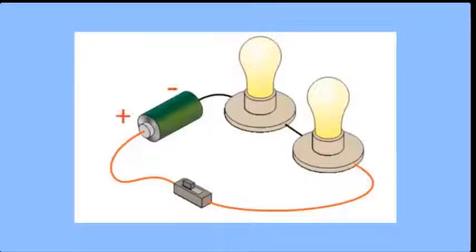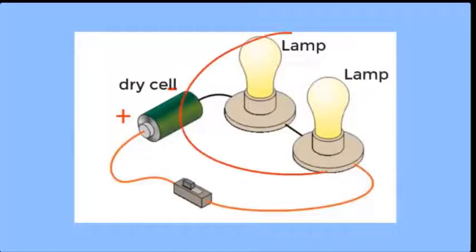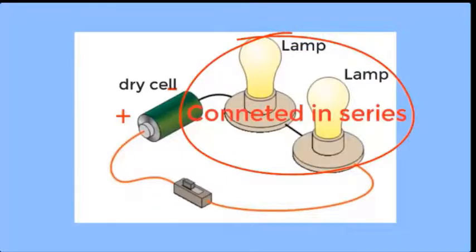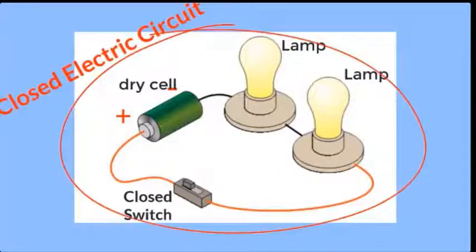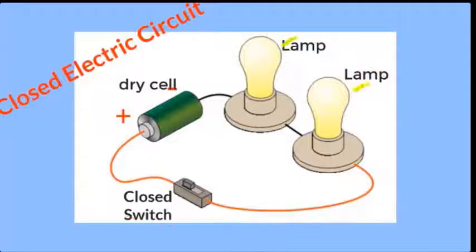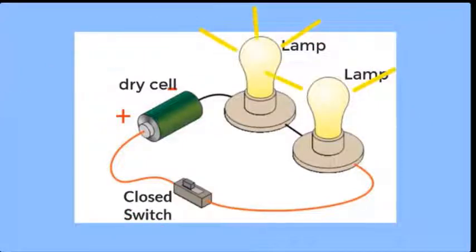In series means that all the components in the electric circuit are connected end to end. Here there is an electric circuit of a dry cell, two lamps that are connected end to end, so they are connected in series. If the switch is closed, then you'll obtain a closed electric circuit and the lamps can glow. Thus, the current passes through the circuit.